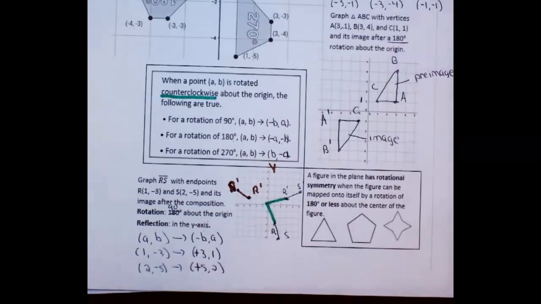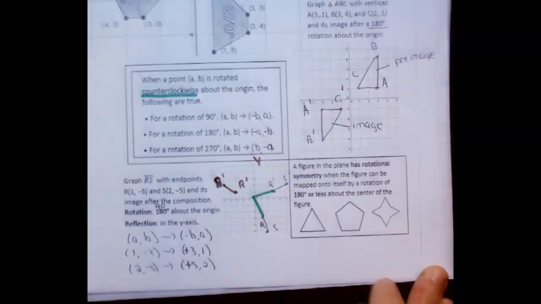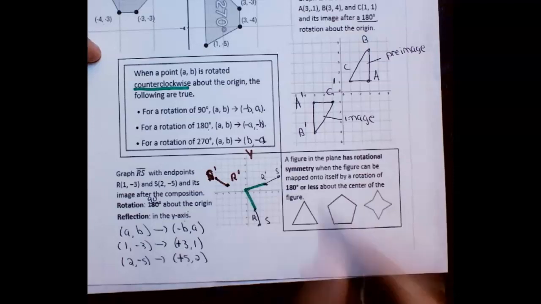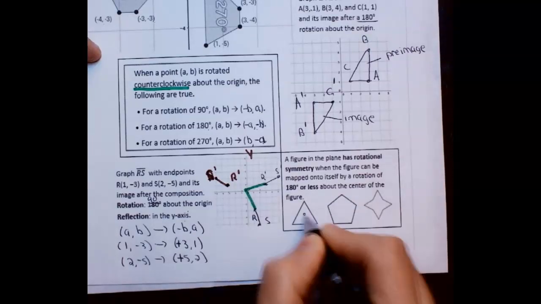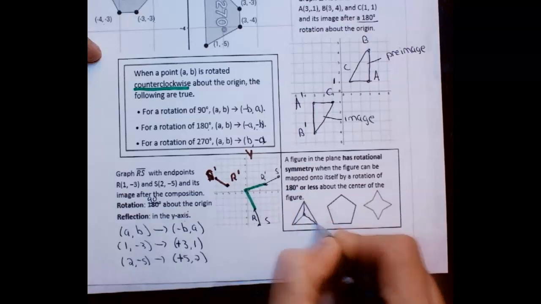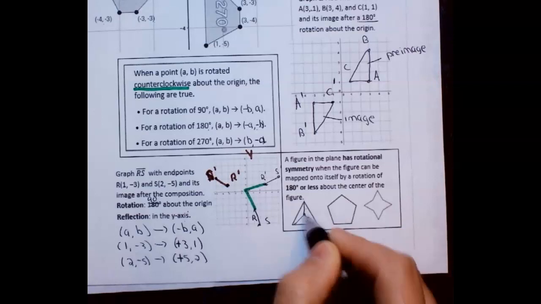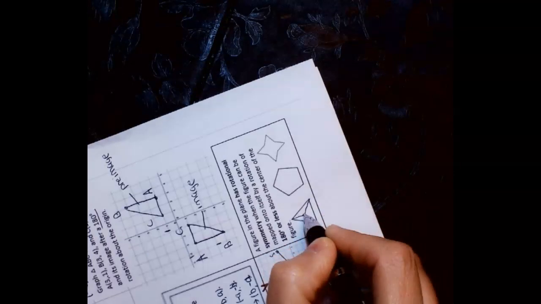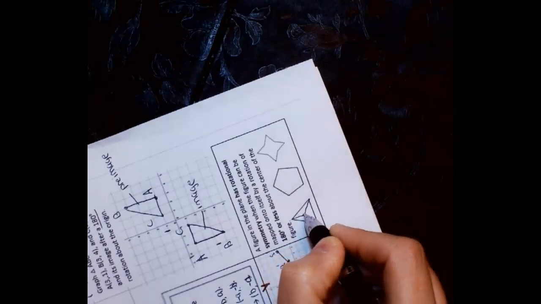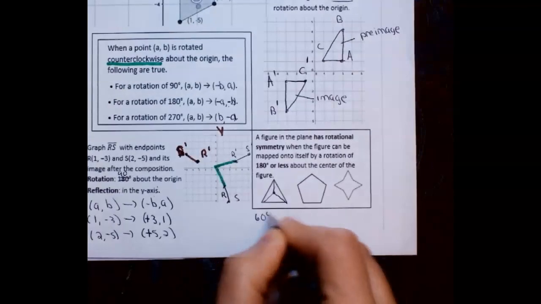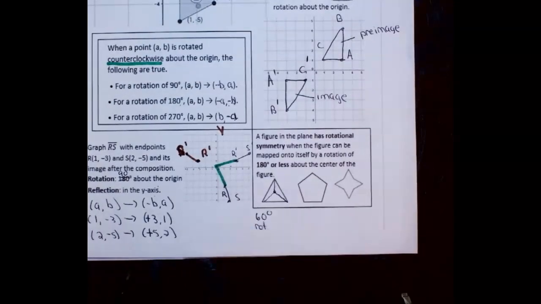Okay, last little piece they talk about in the figure: a plane has rotational symmetry when the figure can be mapped onto itself and end up back at the same location. So in other words, if you take a look at this figure right here, I can actually turn my paper 60 degrees and I end up at the exact same location. I could rotate another 60 degrees and end up at the same location. So this has a 60-degree rotation symmetry.